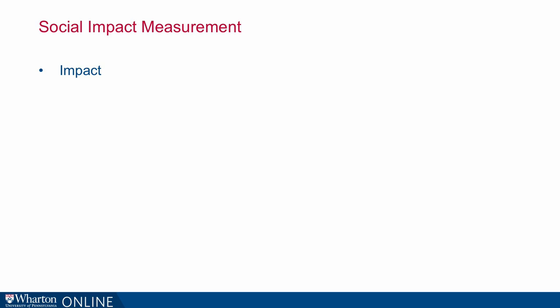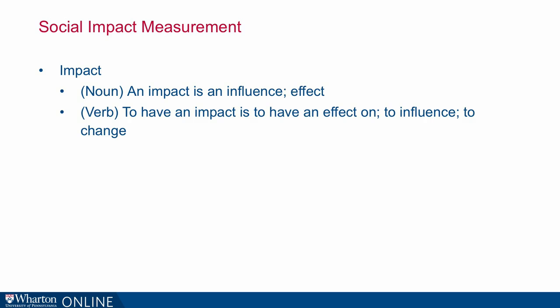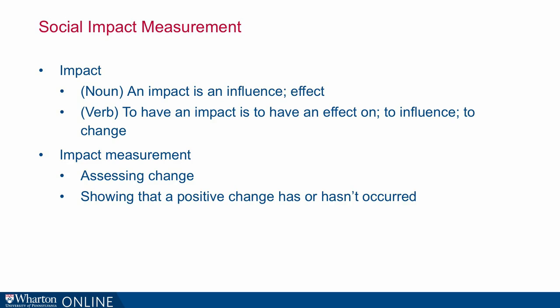So before we start digging into this topic, let me begin and go through some definitions. We talk a lot about impact. It's useful to say when we're thinking about impact measurement, well, what the heck is impact? If you look this up in the dictionary, an impact is an influence, an effect. So to have an impact is to have an effect on, to influence, to change something. And impact measurement is all about assessing change. It's about showing that a positive change has occurred or hasn't, and it's also about explaining why that change did or didn't occur. So this notion of change is going to be important as we go along.